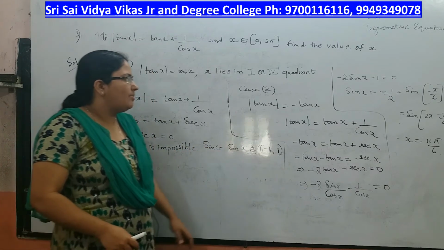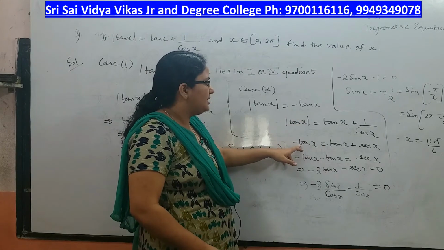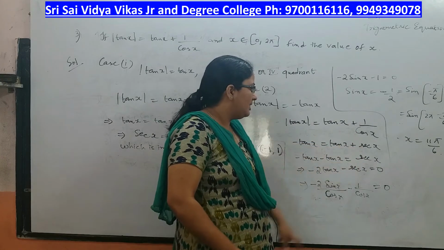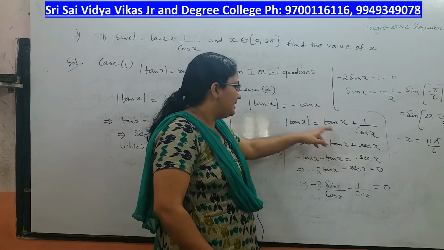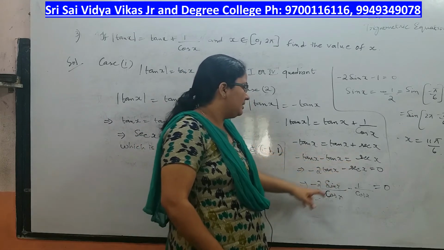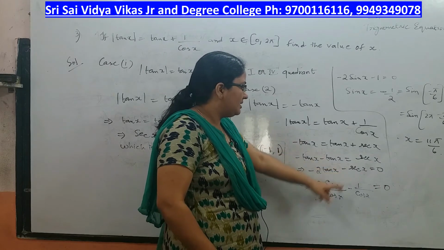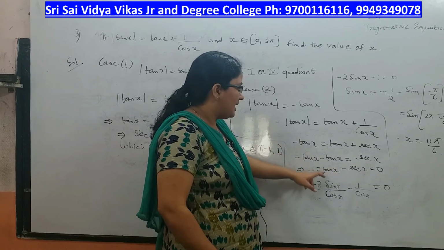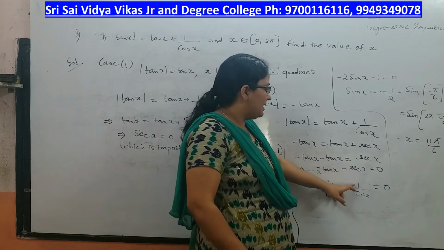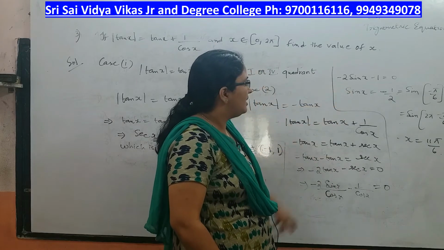What is the next option? Mod tan x is equal to minus tan x. Put minus tan x here: minus tan x is equal to tan x plus 1 by cos x, which is secant x. Bring this tan x to this side, so you have minus 2 tan x minus secant x is equal to 0. Tan x can be written as sin x by cos x, and secant x can be written as 1 by cos x.